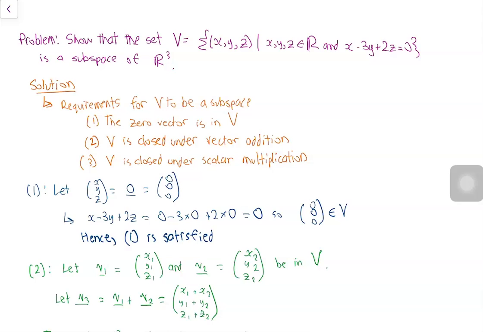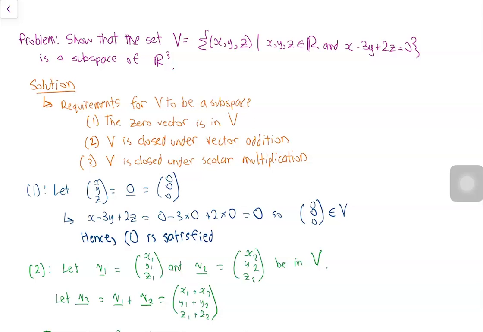Okay, so firstly, we can recall what the requirements are for the set V to be a subspace. By using the subspace theorem, we can check three conditions to confirm that V is a subspace. The first condition is for the zero vector to be inside V. The second condition is for V to be closed under vector addition, and the last condition is to show V is closed under scalar multiplication.